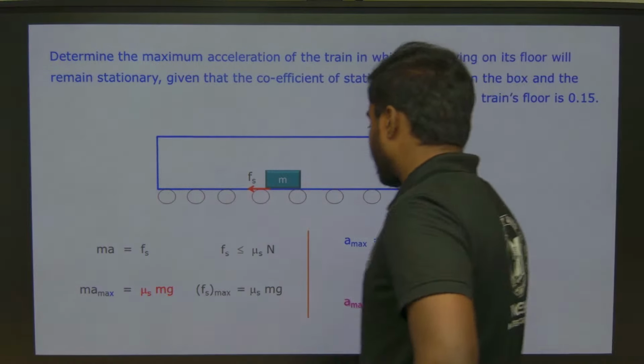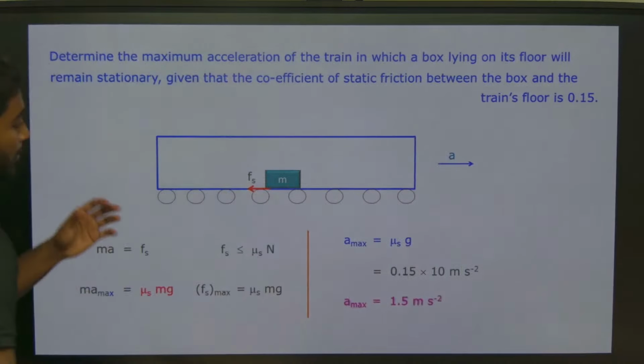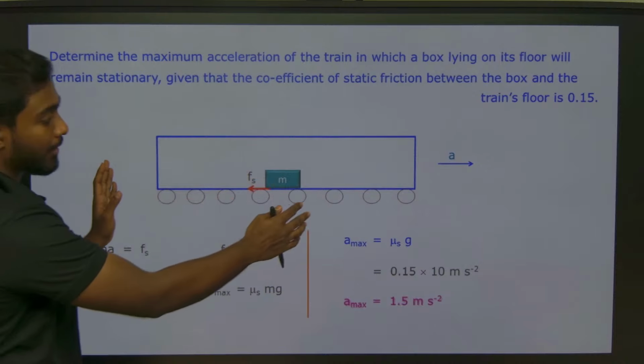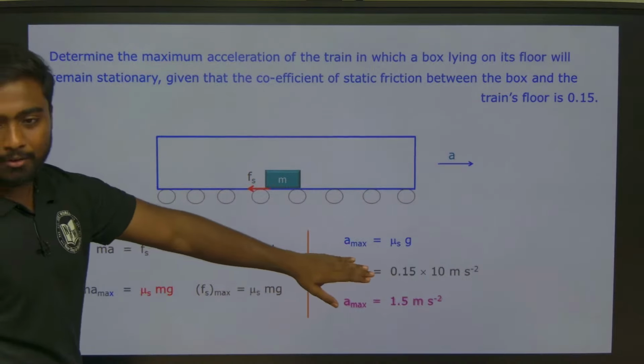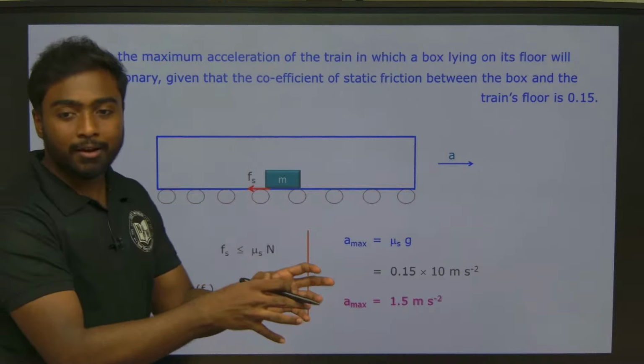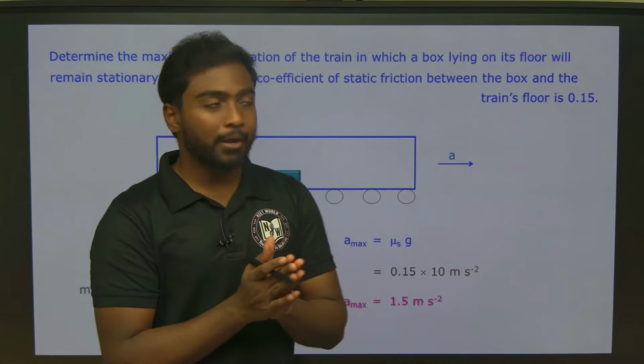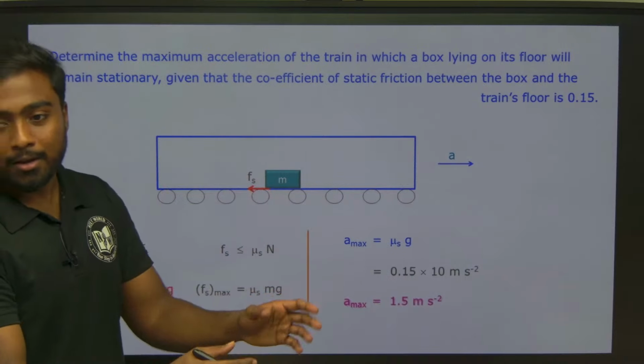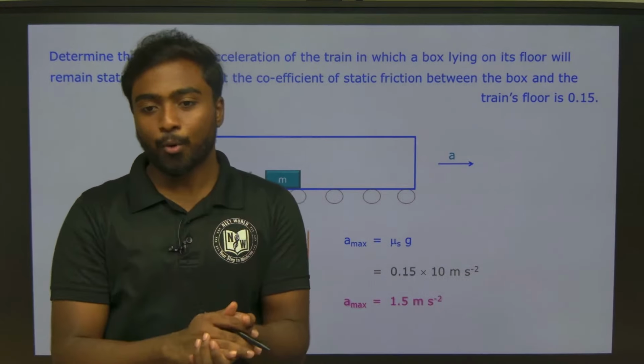So there is the question. Determine the maximum acceleration of a train in which a box is lying on the floor. There is a train, guys, don't see the answer. Inside a train a box is kept, or let me take a bus or any vehicle. So inside a vehicle I kept a small box.